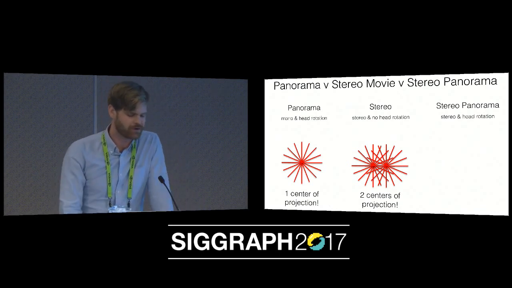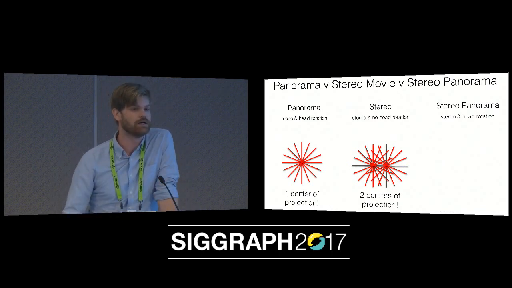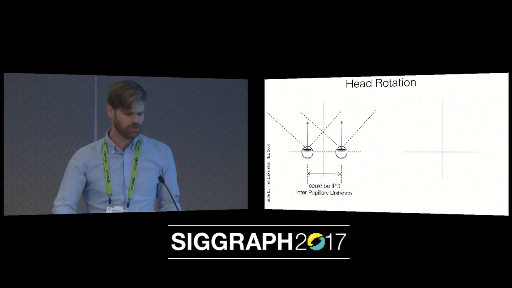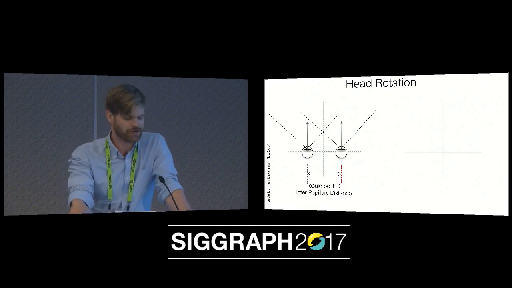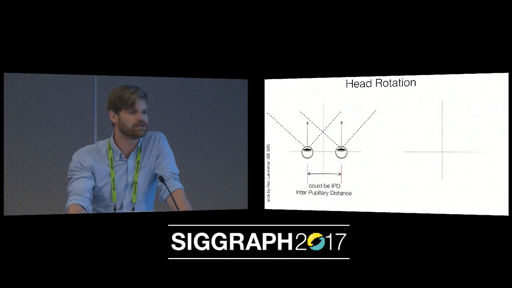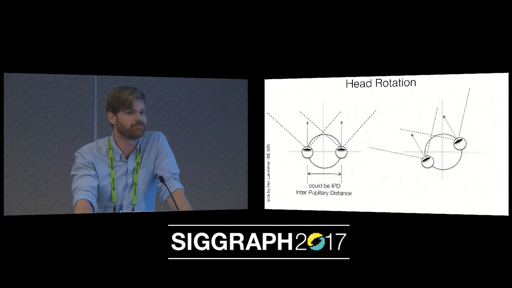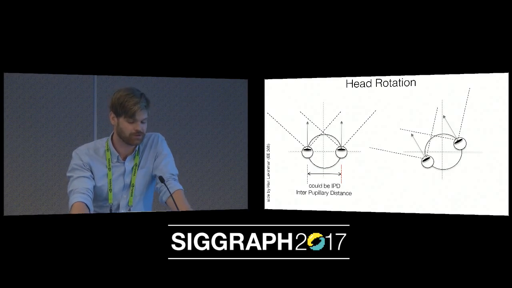Okay, so these two things, let's say right now, aren't good solutions for capturing content to be displayed for VR, because we need to account for this head rotation. When we look in one direction like this, we have some distance between our eyes, the IPD, or interpupillary distance. And when we rotate our head, we actually end up looking at the scene from a different center of projection, right? We can see that the cameras are now located at different centers of projection, and they actually view the scene from different viewpoints.